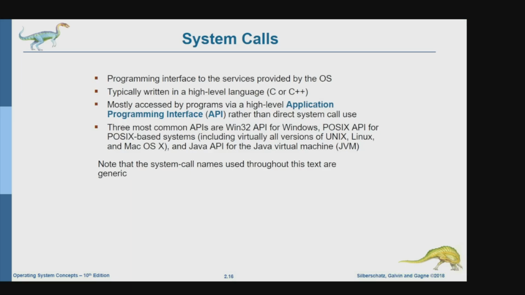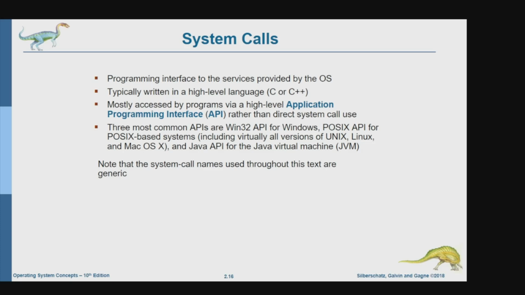Okay, the system call is the programming interface to the services provided by the OS. It is typically written in a high-level programming language, usually C or C++. It is mostly accessed by programs via a high-level application programming interface, known as the API, rather than direct system call use. So basically, we will access it through the API.